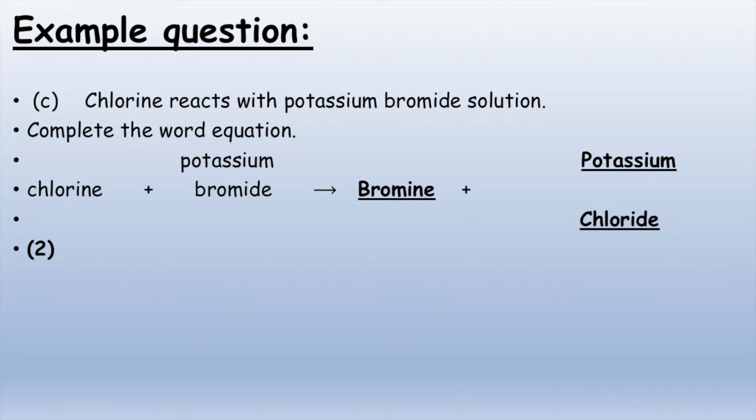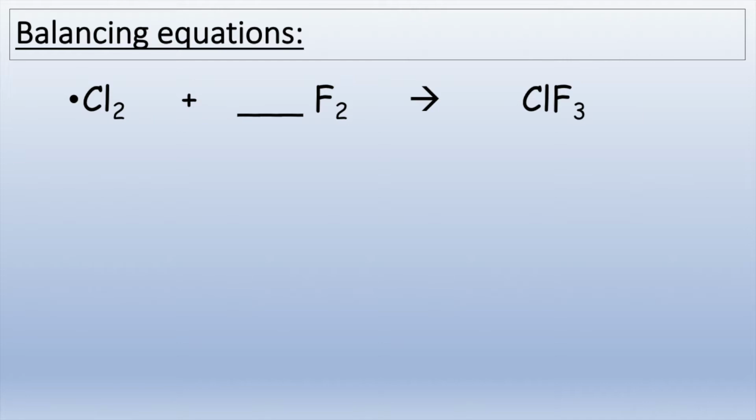Note the change in the suffix of the halogen name. Bromide becomes bromine because it's an element again, and chlorine becomes chloride because it's part of the aqueous solution. Now to look at balancing equations. Chlorine and fluorine become chlorine tetrafluoride.